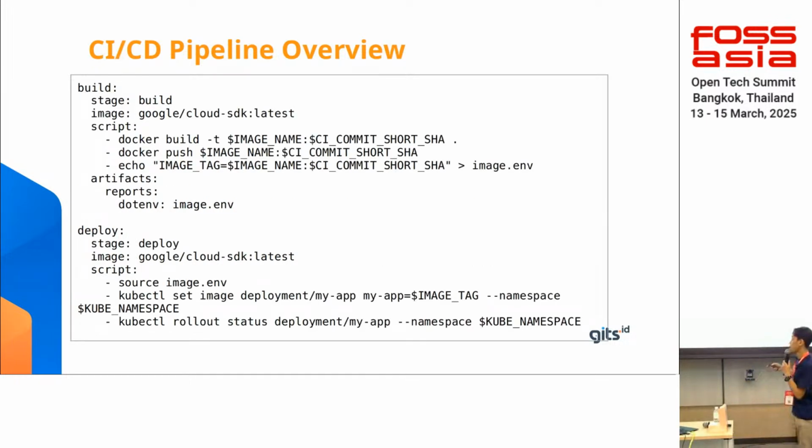Here, there is a build stage for building the image of the container. I'm using Docker to build the image, then push it into the registry. In the next stage, I deploy it using Kubernetes kubectl set image. So the newest image will be updated into the deployment using kubectl set image.